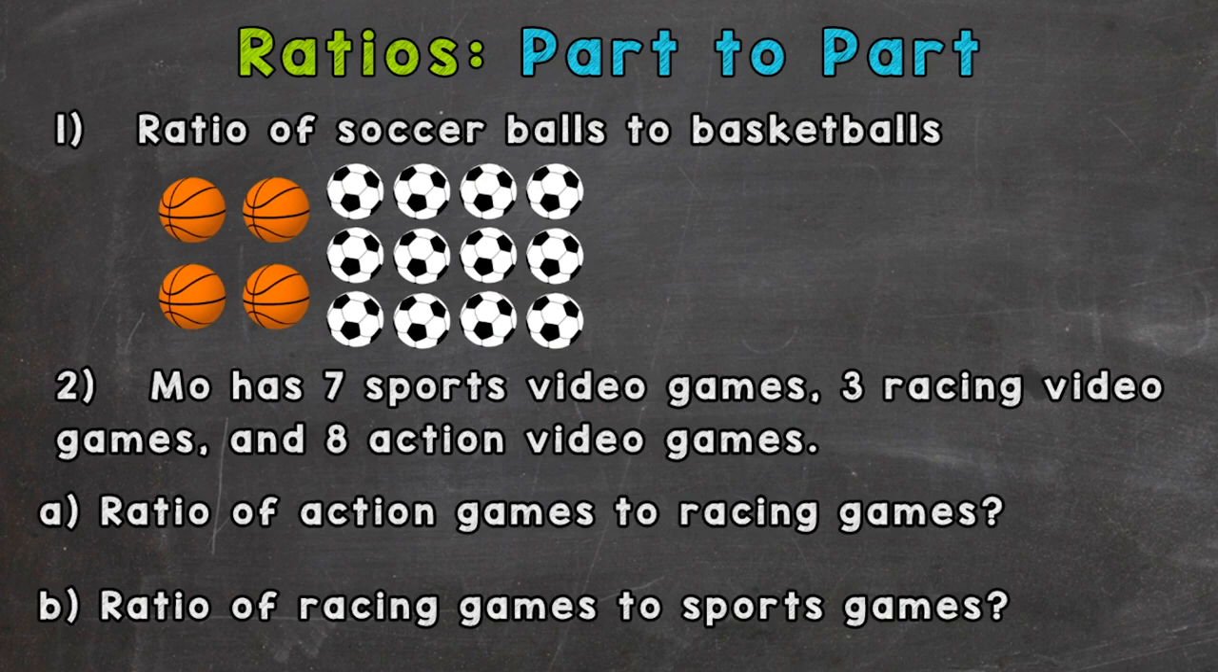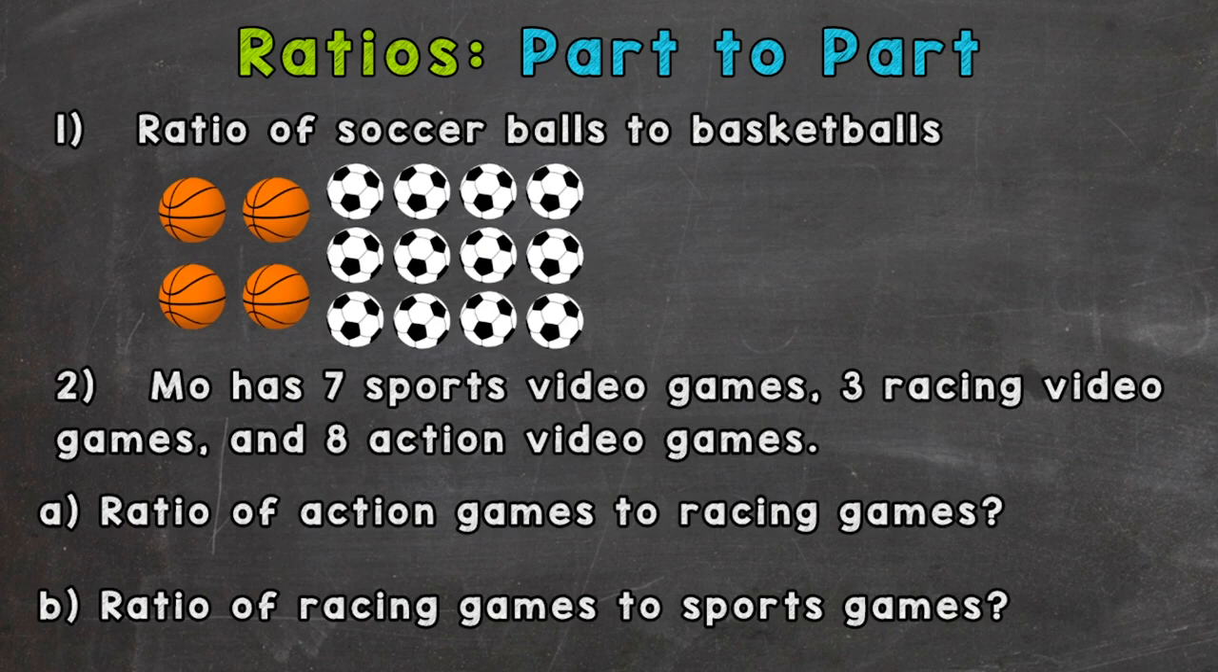In this video, we're going to be taking a look at ratios, and more specifically, part-to-part ratios, which just means that we're going to compare in our ratio one part of the group to another part of the group. So for example, in number 1 here, we have the ratio of soccer balls to basketballs, right? They're both part of the whole group of balls, so a part compared to another part.